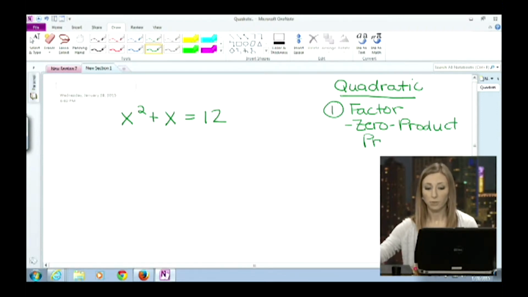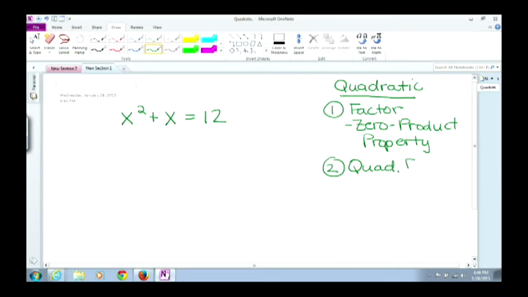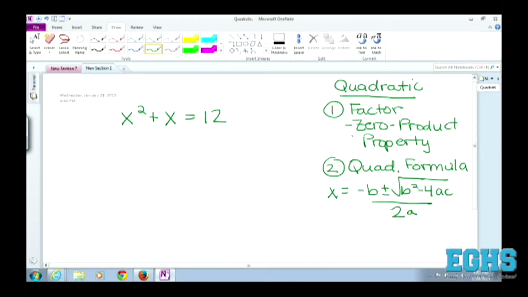The other option you have to solve quadratic equations is to use the quadratic formula. What's great about the quadratic formula is that it always works, but it's complicated. You may have seen this before: x equals negative b plus or minus the square root of b squared minus 4ac, all over 2a. It sounds really complicated. It always works, which is great, but the con to using that rather than factoring is that it's kind of complicated. So we're going to factor it and use the zero product property.